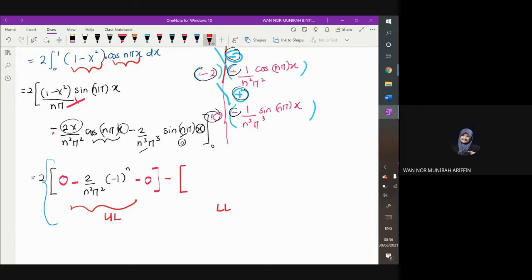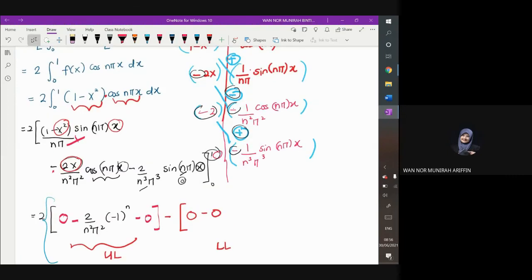Substitute 0. So 1 minus 0 is 1. Sin n 0 is sin 0. Sin 0 is 0. Substitute 0 here. 2 times 0 is 0. 0 times anything is 0. Okay. Got it? It's negative. So this one is positive. This one should be positive, right? Positive, negative, negative is positive. This one is positive. Why did I not make it negative? So positive.